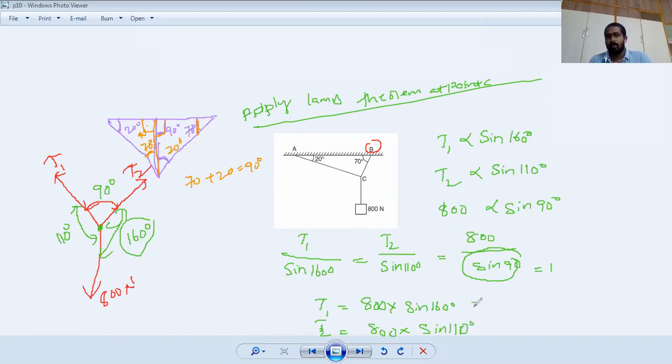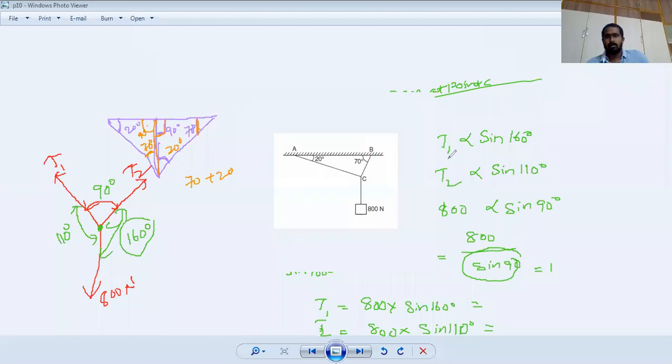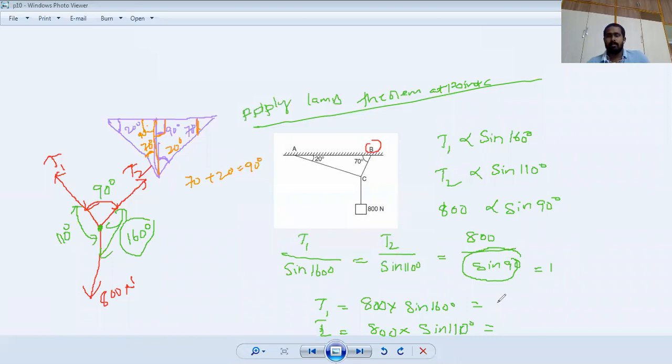What is the value of T1? Kindly please mute yourself. This session is going to be recorded. So what is the value of T1?